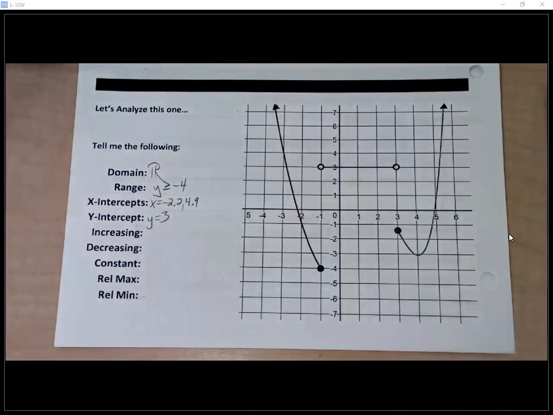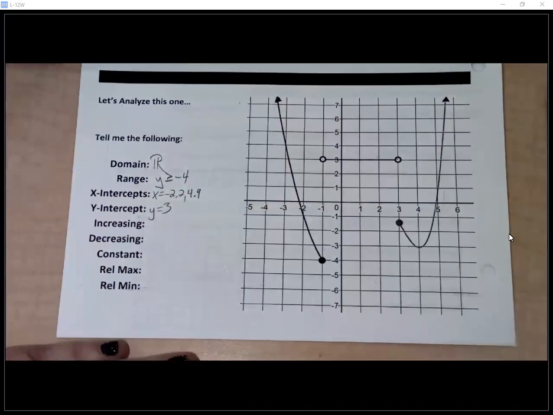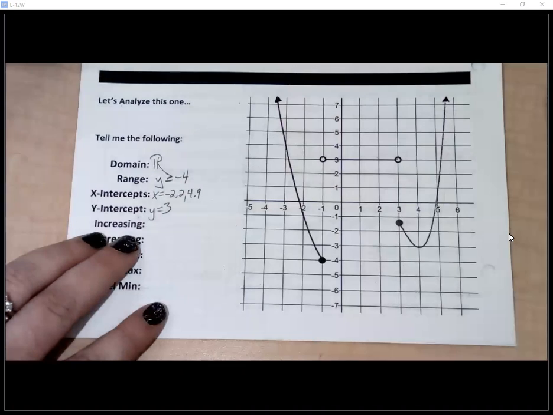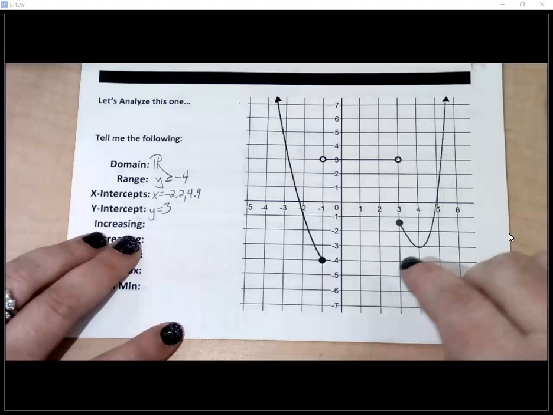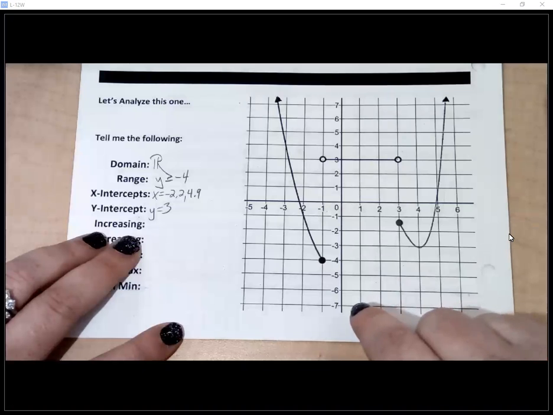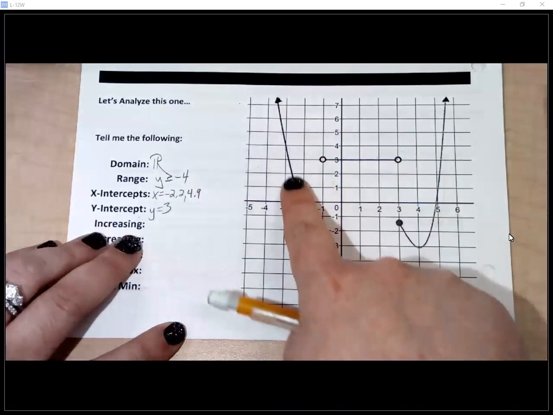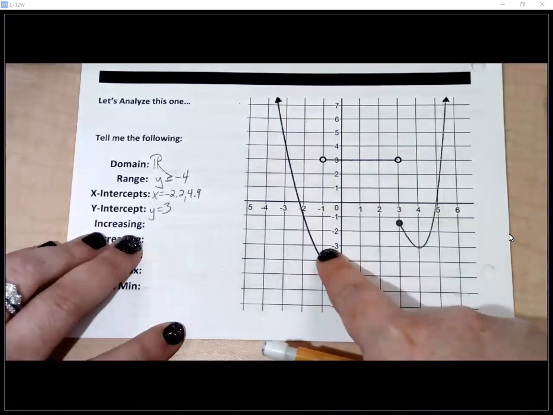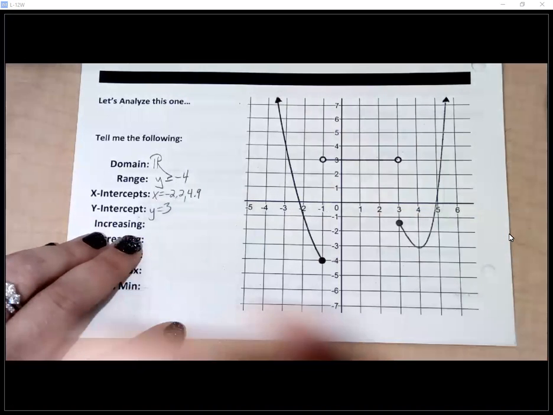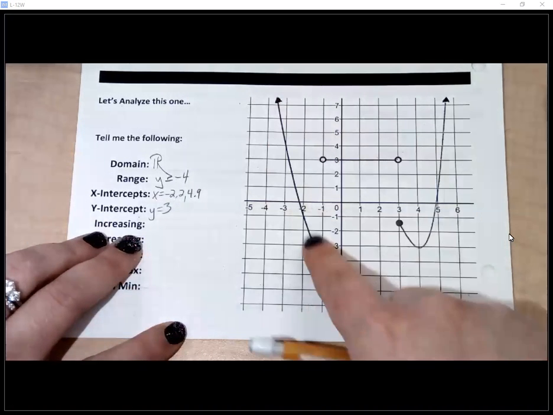Where am I increasing? Braylon, go ahead. Negative. So hold on, you're gonna trace from left to right. So this section, you're actually going down, right? We're always talking moving from left to right, even though this arrow is pointing up. It just means that it's gonna keep going that way.